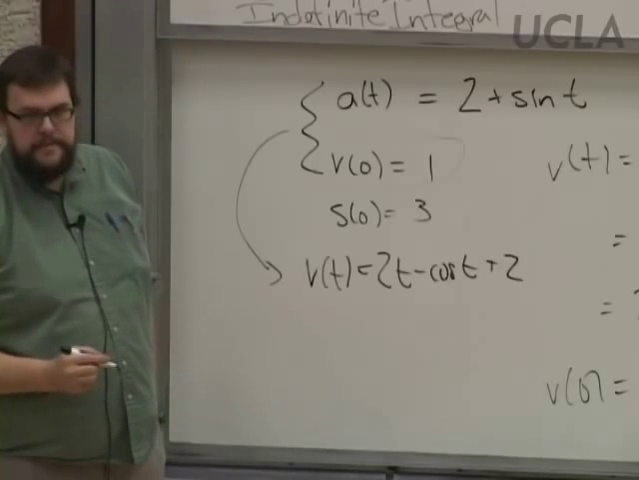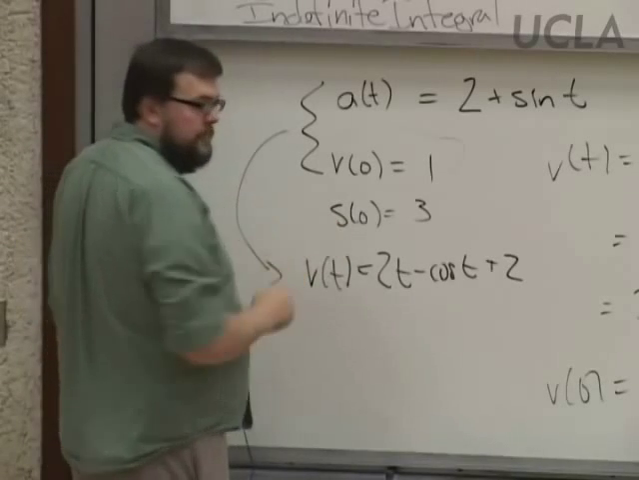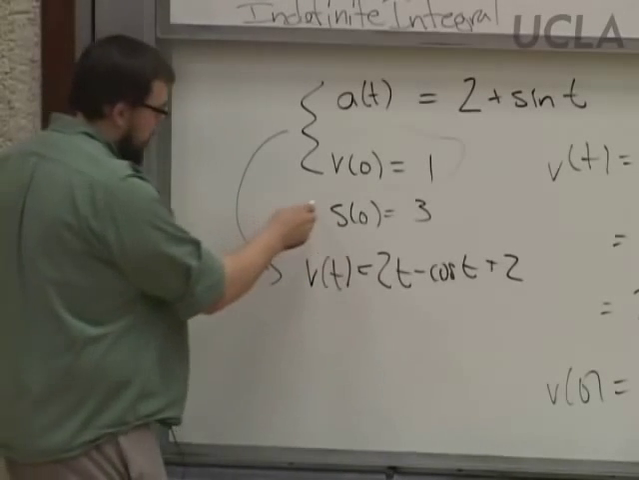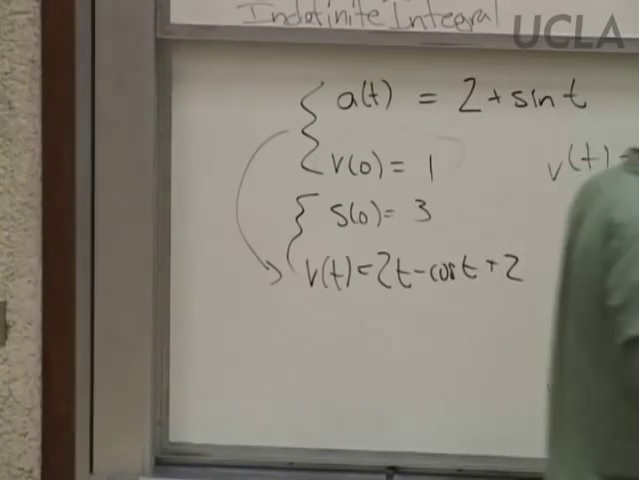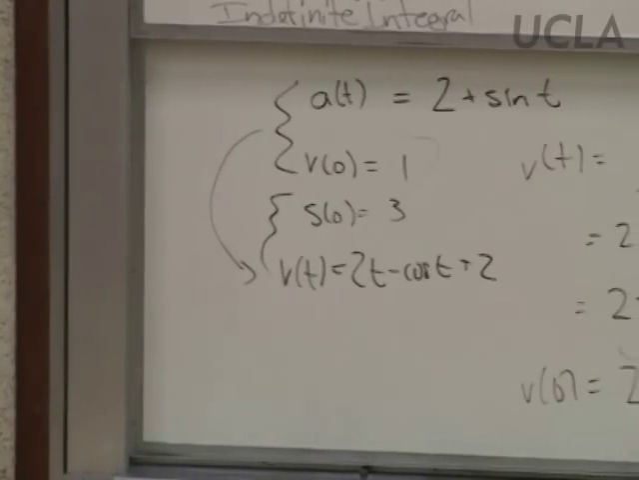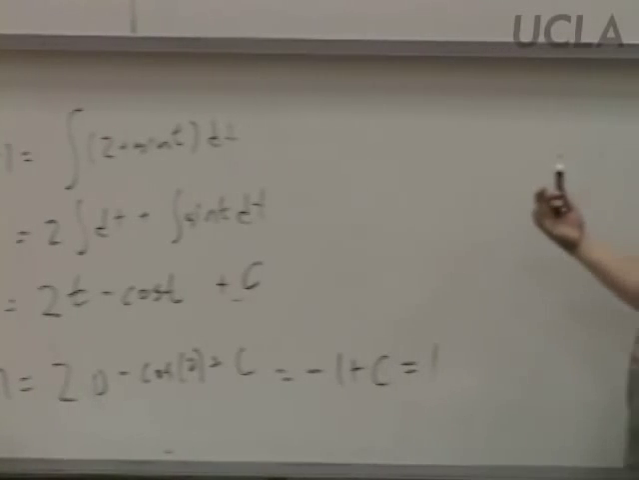What's my next step? Now my next step is I really want to find s. So I say, OK, I'm going to bootstrap my way up, keep going up. I knew that when I took the derivative of velocity, I got acceleration. And so going backwards is the antiderivative.